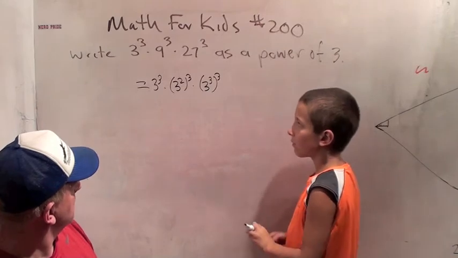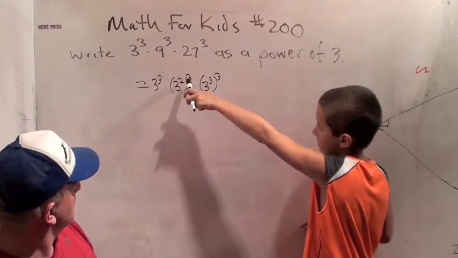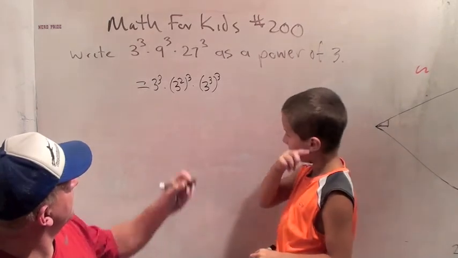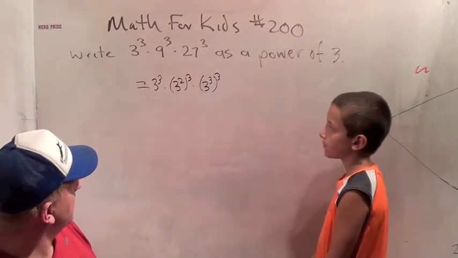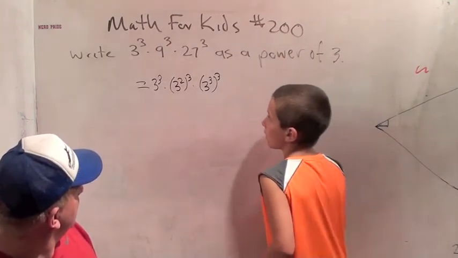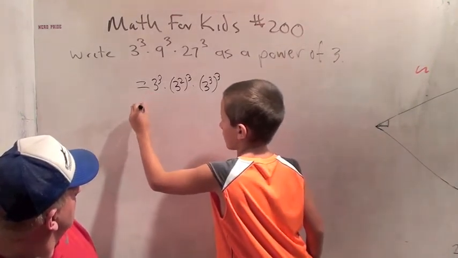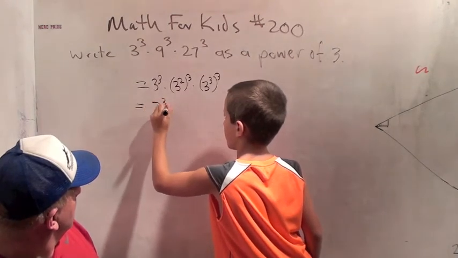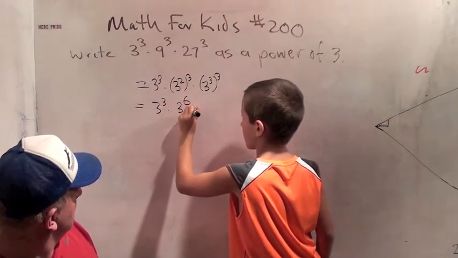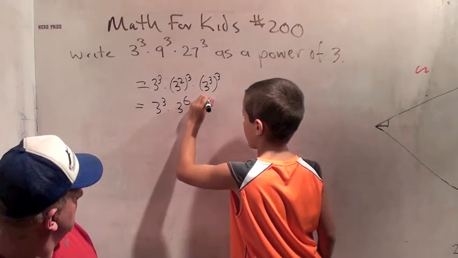Okay, well let's evaluate these two as the powers. Okay, so simplifying. You don't mean evaluating. We don't want to know what 9 cubed and 27 cubed are. We want to know what they are as a power of 3. Okay, yeah. So go ahead and write what you need to write. Well, it's 3 cubed times 3 to the 6th times 3 to the 9th.